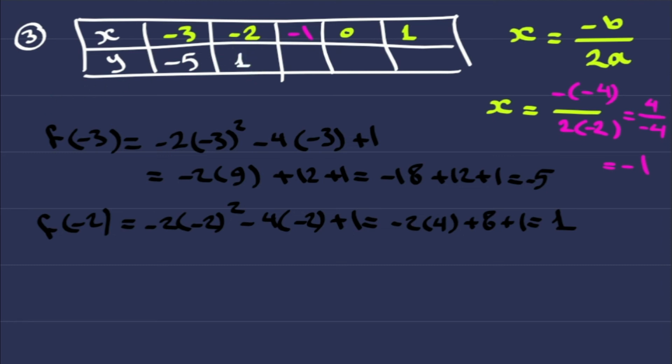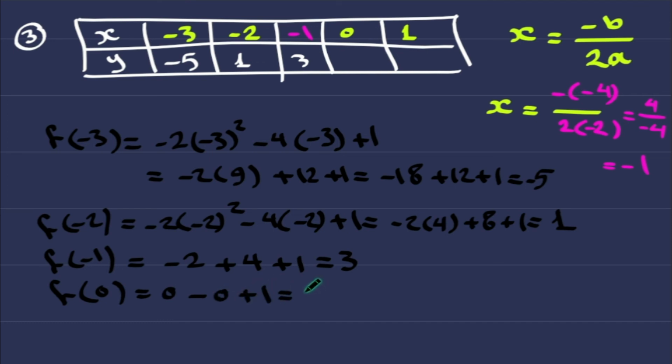All right. So f of negative 1 is equal to negative 2 times negative 1 squared minus 4 times negative 1 plus 1, which is negative 2, because negative 1 squared is 1. So negative 2 plus 4 plus 1, which is 3. So f of negative 1 is equal to 3. All right. So f of 0 is negative 2 times 0 squared minus 4 times 0 plus 1, which is 0 minus 0 plus 1. So f of 0 is equal to 1.